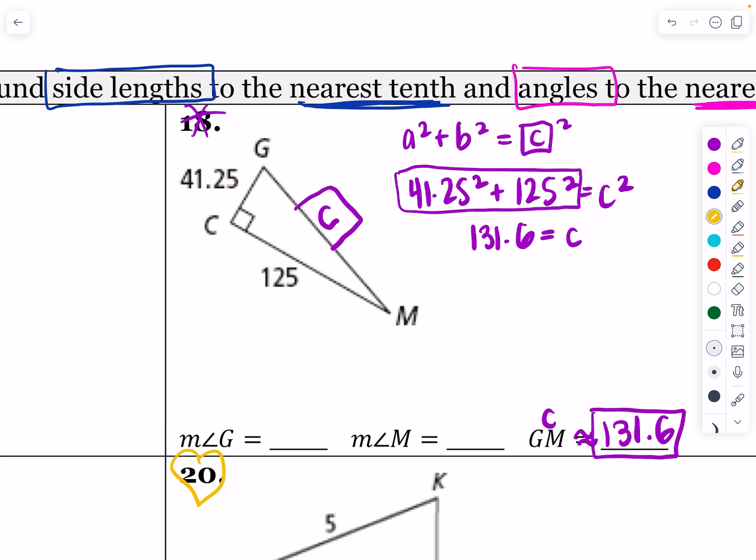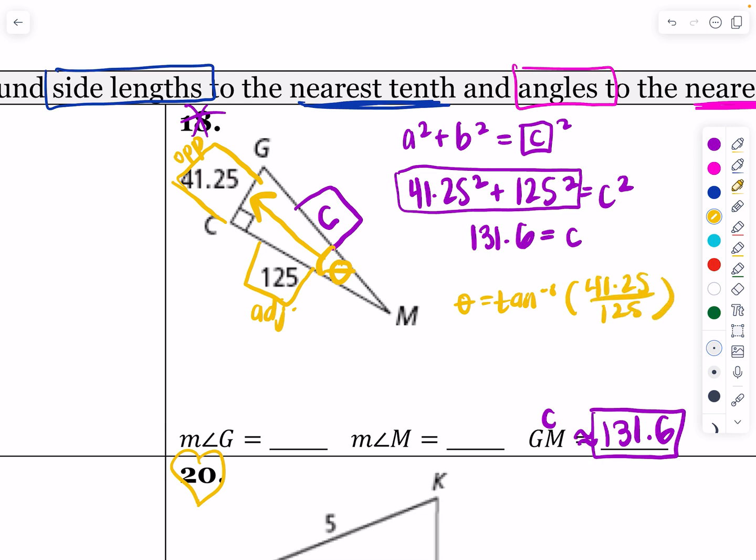The only thing I need to find is one of the angles. So I'm going to go to angle M. That's just the one I'm choosing. From angle M, my known pieces from the beginning, 41.25 would be opposite, and then 125 would be adjacent. That's the two legs. So I'm going to use some inverse tangent. Inverse tangent of 41.25 over 125. Since I'm solving for angles, it's going to be second tan of 41.25 divided by 125. And that's 18.262, so that is going to round down to about 18 degrees.